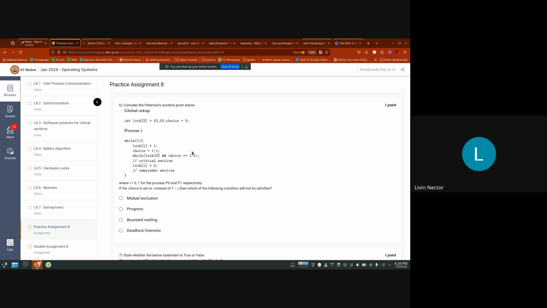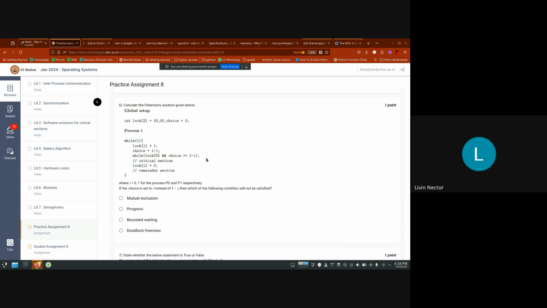So in this case, mutual exclusion is achieved. Both cannot enter at the same time. Only one will be able to, because this choice controls it. If choice is true, one process will be able to enter. If choice is false, the other process will be able to enter. Not both.